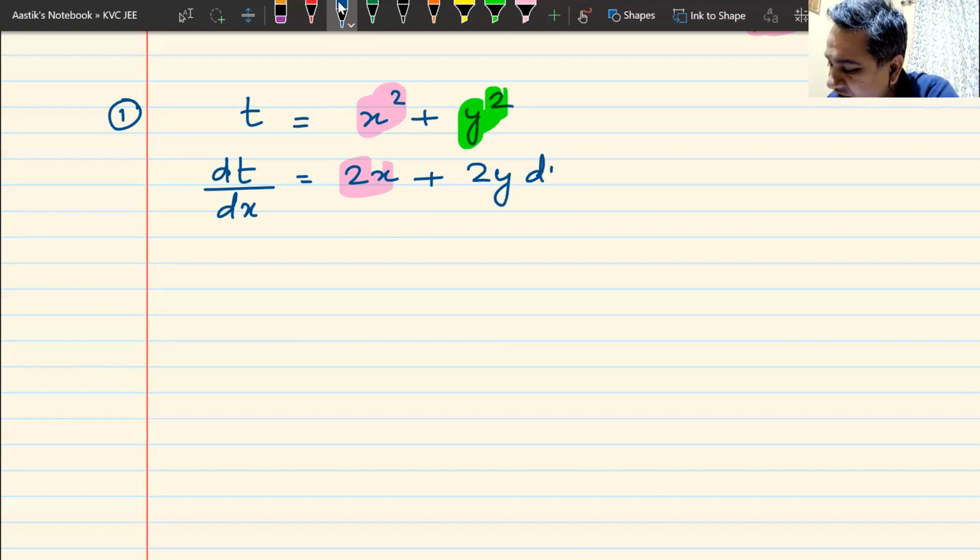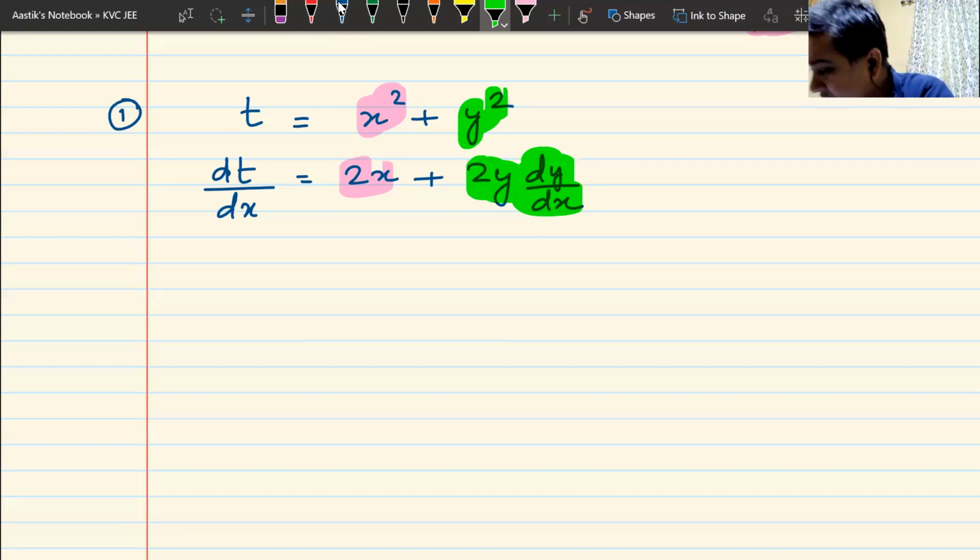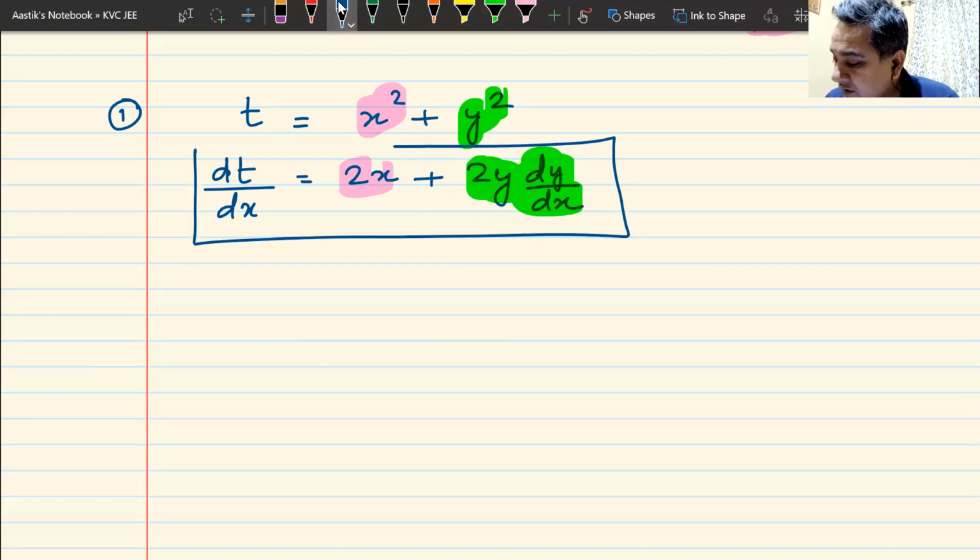This is known as the chain rule of derivative. I did not discuss this chain rule because it was not required in physics. So how did I differentiate y squared with respect to x? I differentiated y squared with respect to y, that is 2y, and then I differentiated y with respect to x. So the answer is this, and this is the answer that you should have got. The complete derivative of t with respect to x is this thing.